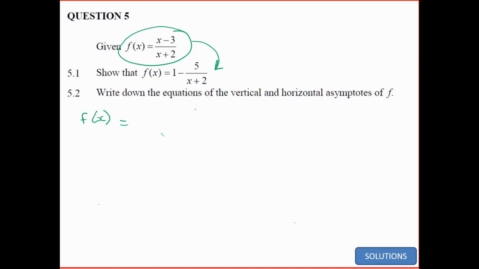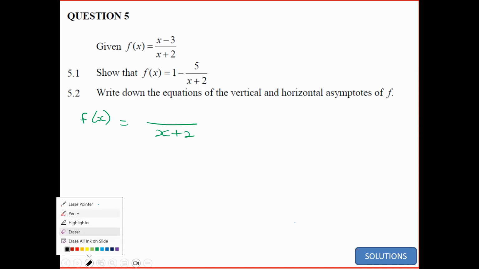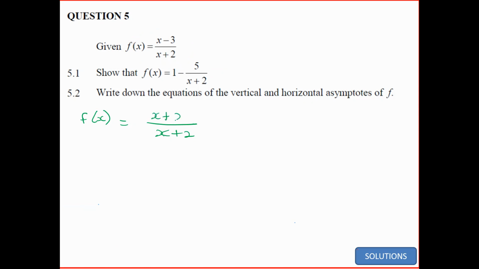All right, I'm going to take you through this question. I did tell you, if I want to get a 1, let's start with the 1. So if I want to get a 1 there, what I need on the top is the x plus 2. So we can write down x plus 2. But remember, the original has a minus 3. So for me to still maintain the minus 3, what must I add to 2 so that I can get the negative 3?